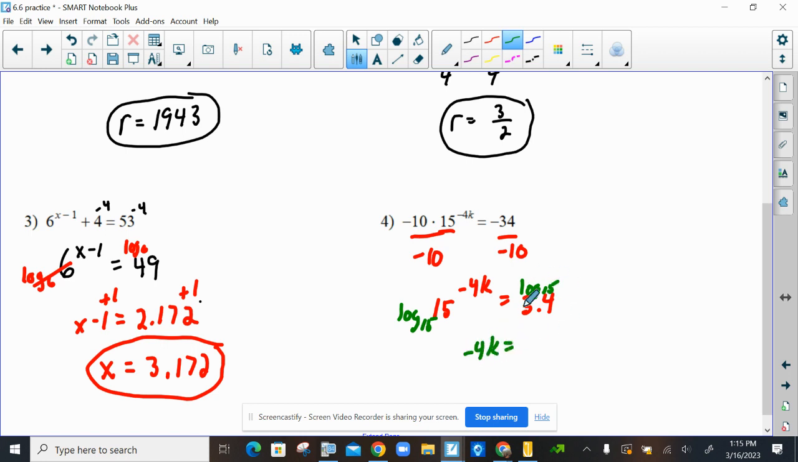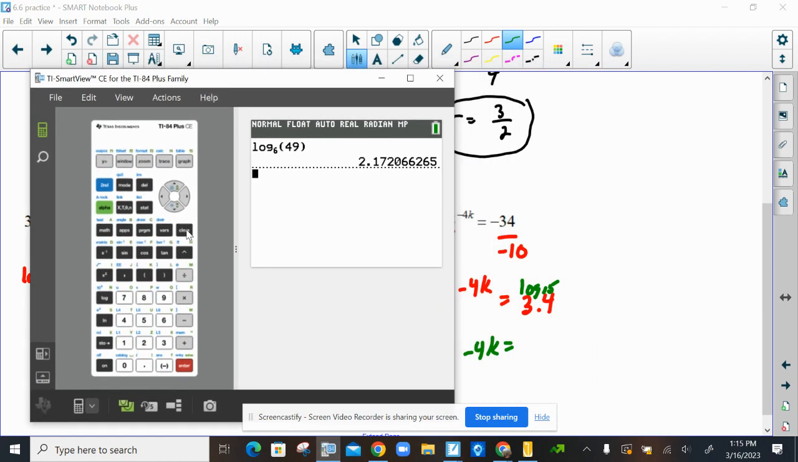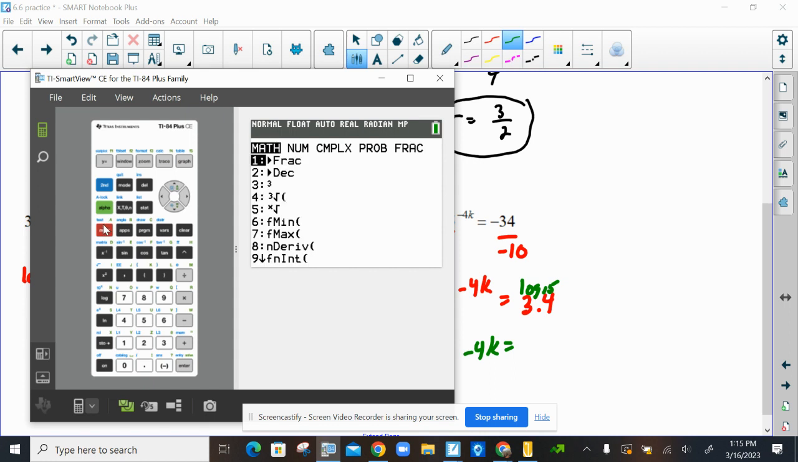Negative 4k is going to equal that number, which I will need a calculator for. So I can't do that without a calculator. So let's ask the calculator for the log. Oops, thought I hit the math key. Math, scroll up and hit enter. And I'm going to have a base of 15. And my number is 3.4. Okay, so I hit enter.